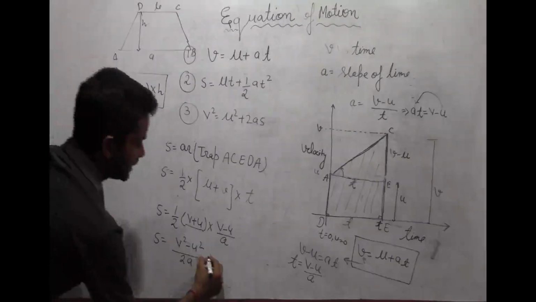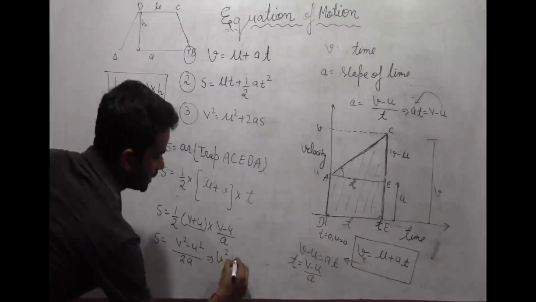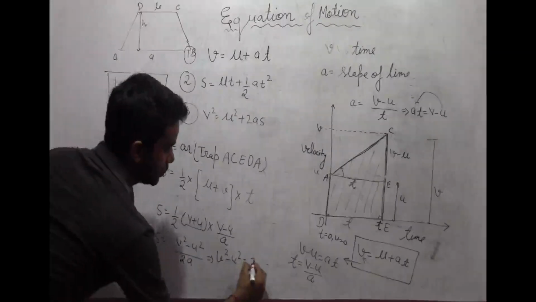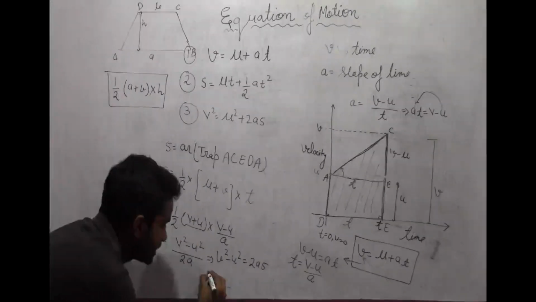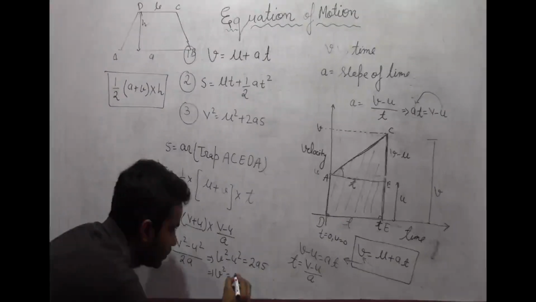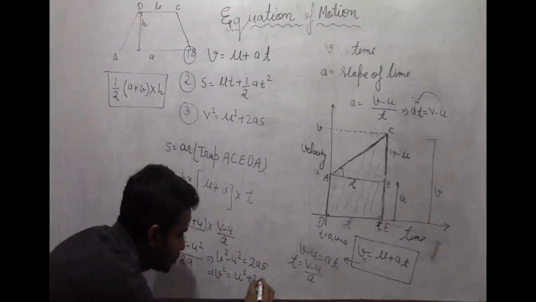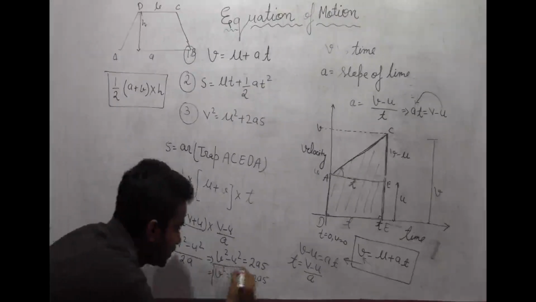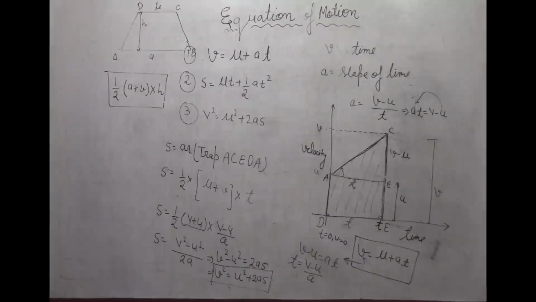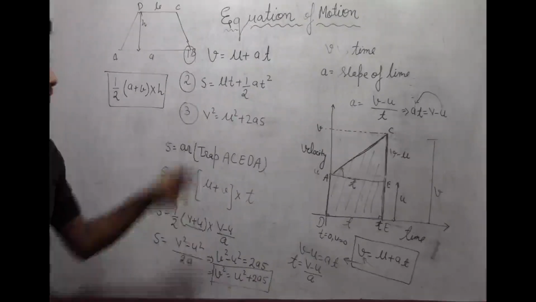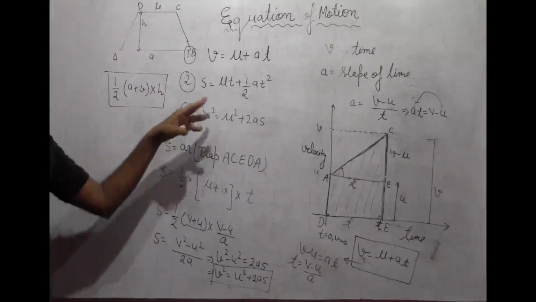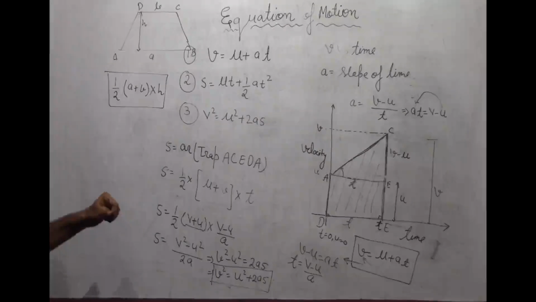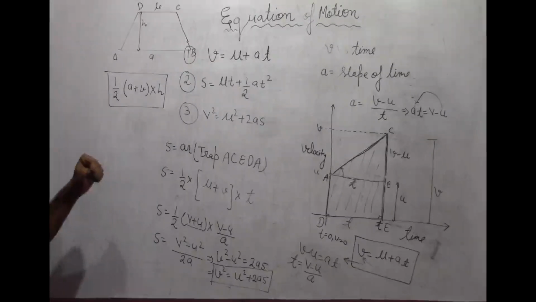Now cross multiply. This has become v square minus u square is equal to 2as. Now place the u square value on that side, then v square is equal to u square plus 2as. This is your third equation of motion. By the same graph you may calculate each and every equation of motion. First equation of motion, v is equal to u plus at. Second equation of motion, s is equal to ut plus half at square, and third equation of motion is v square is equal to u square plus 2as.